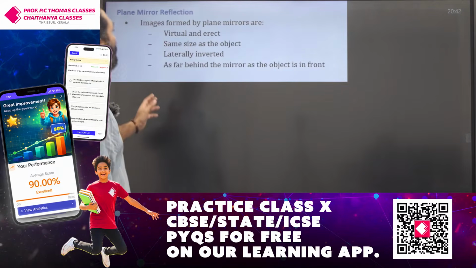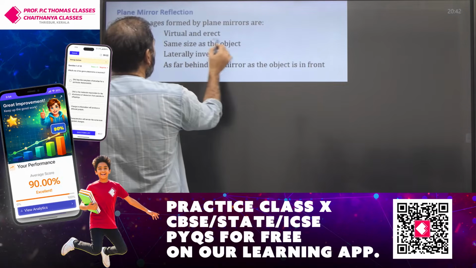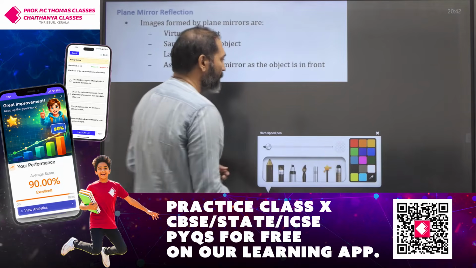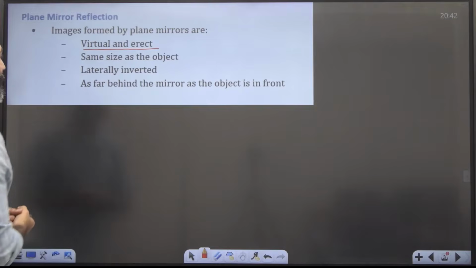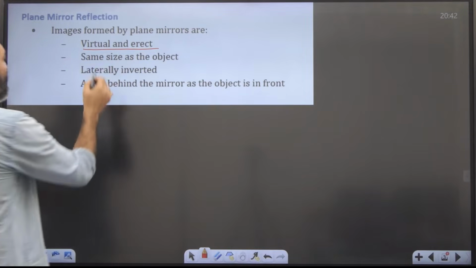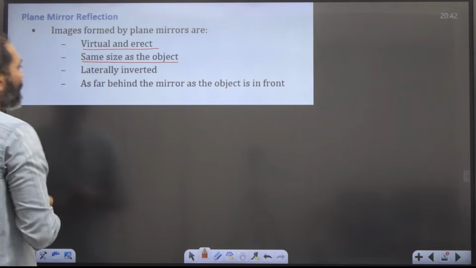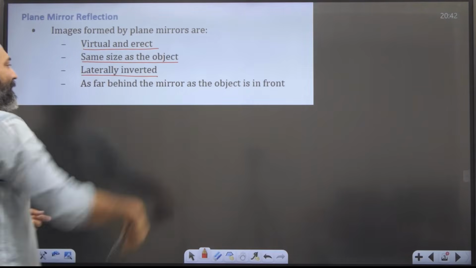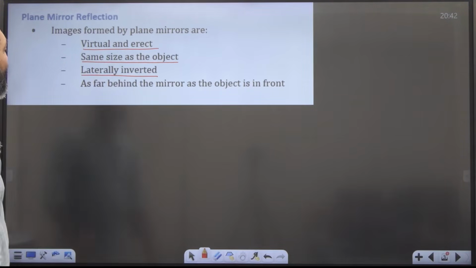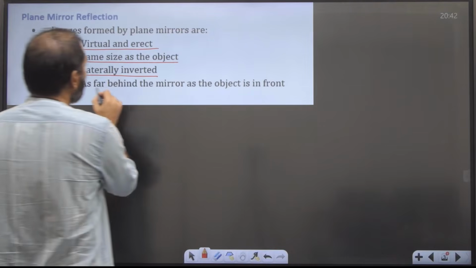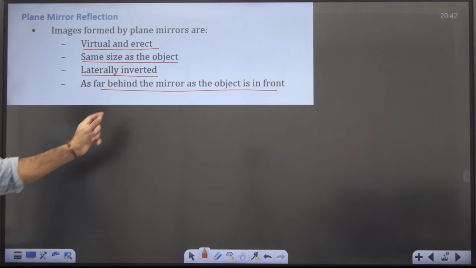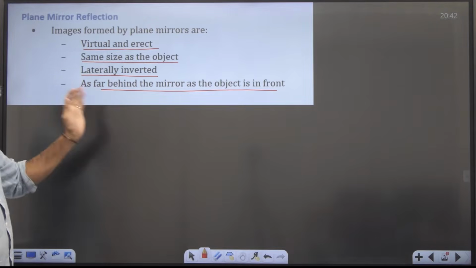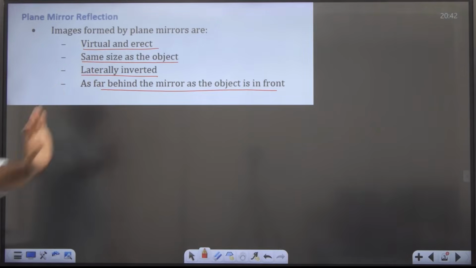Now, images formed by plane mirrors are virtual and erect. These are the different types of images formed by plane mirrors. Virtual and erect. Erect means straight. Same size as the object. Laterally inverted means left and right are reversed. Then as far behind the mirror as the object is in front. So object distance and image distance will be the same.